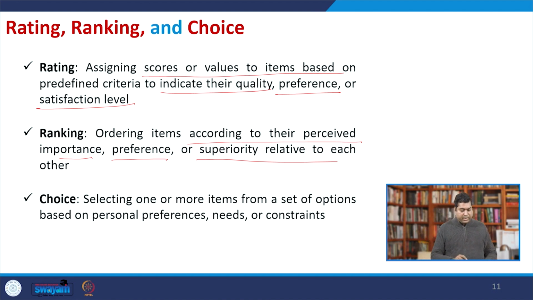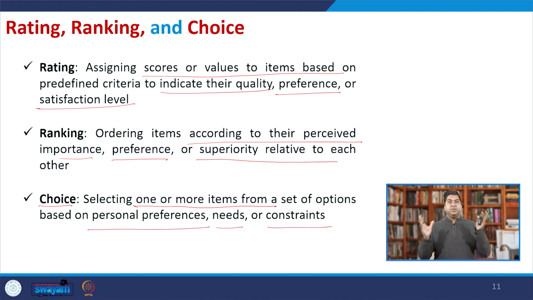Compared to that, in choice we are giving the options, and you don't need to rate them. In this case, you select one or more items from a set of options based on personal preferences, needs and also constraints. Say I represent a hypothetical scenario where from position A to position B, or location A to B, you need to travel.